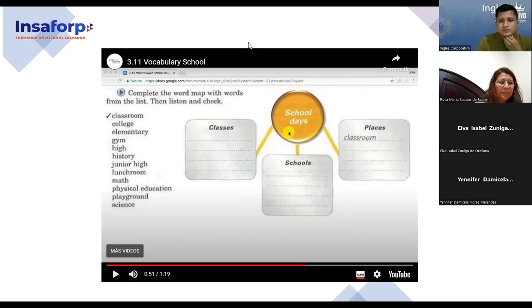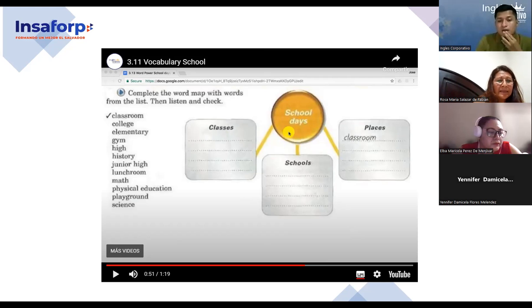Rosa? History. Pero ahorita sería este gym. Gym, very good. Science. Gym, do you think gym goes with classes or go with places, Rosa? Is it with places or with classes? Classes, teacher. No, I don't think so. No, class. Yes, gym, I think, goes with places. Okay, Rosa? Places. Gym goes with places, okay.